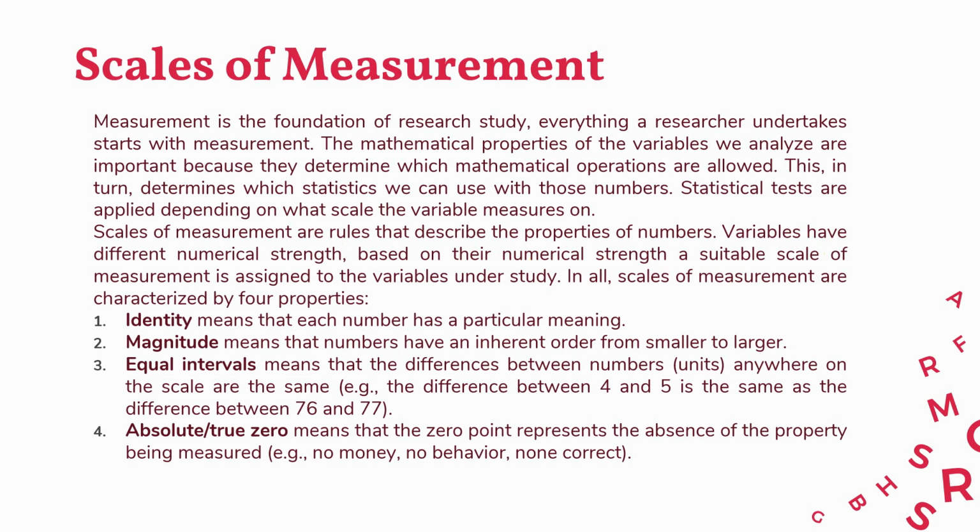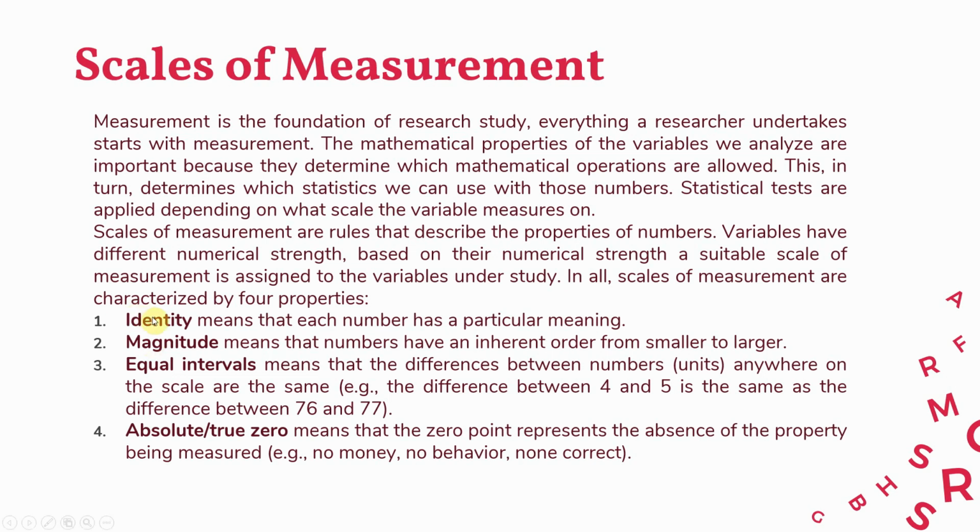In all, scales of measurement are characterized by four properties: identity, magnitude, equal intervals, and absolute or true zero. So a variable might display 1, 2, 3, or all four of the properties. And based on its display of these properties, based on its numerical strength, we categorize the variable into one of the four scales of measurement.